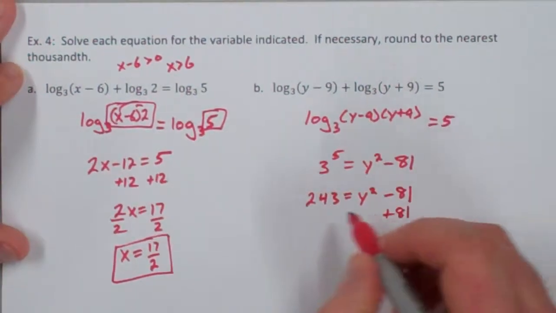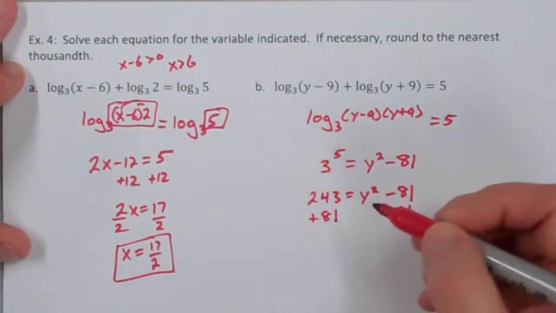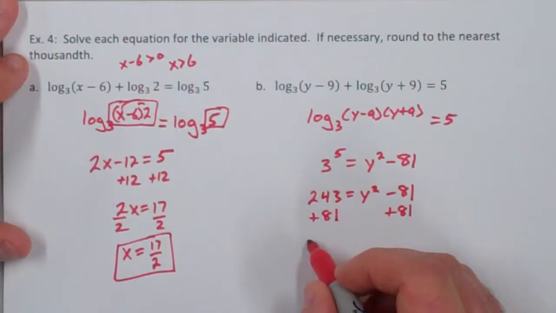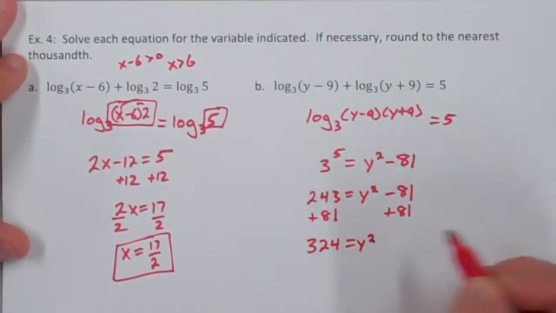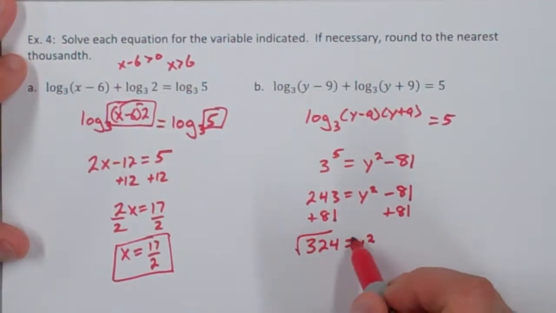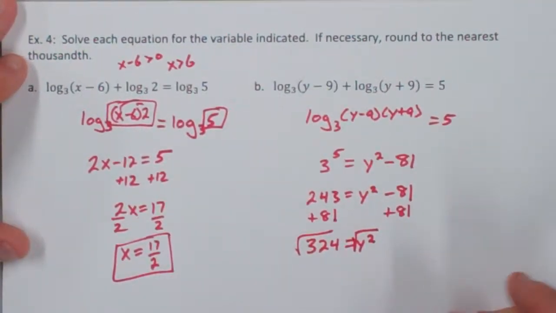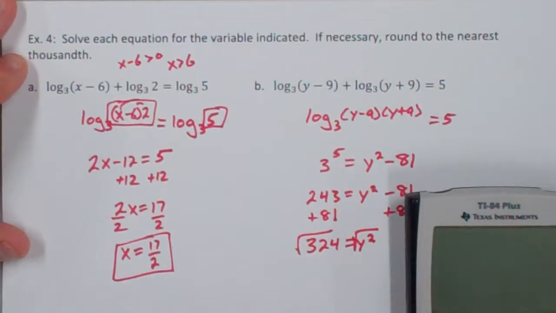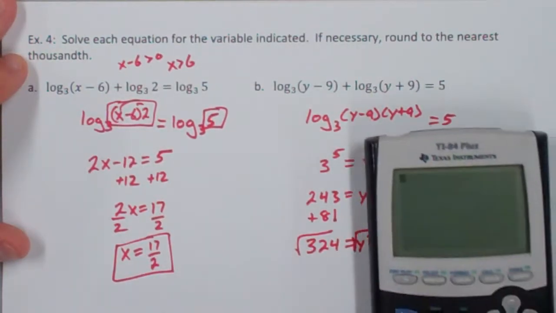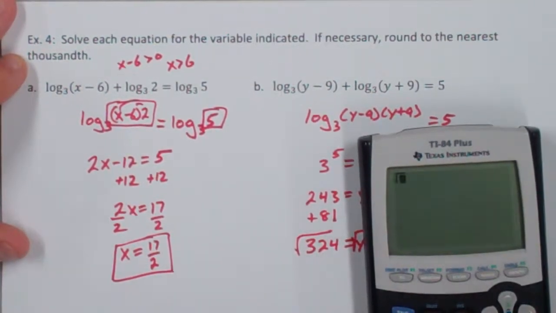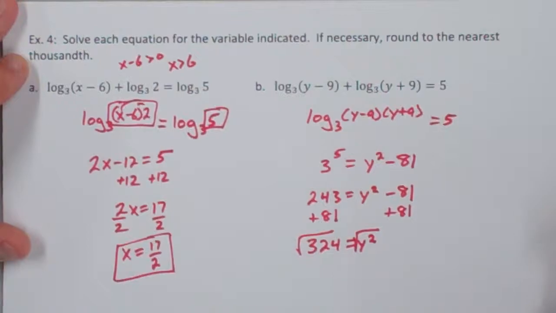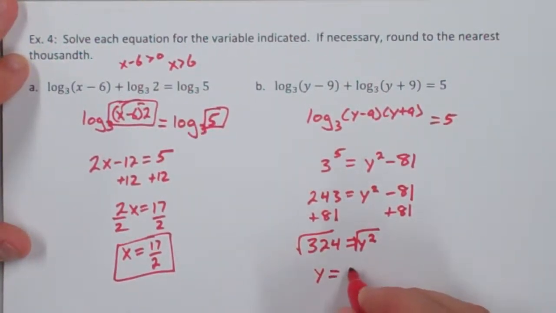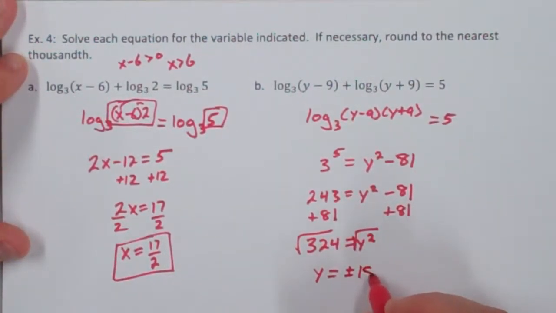We can add 81 to each side. So this is going to be 324 is equal to y squared. We can square root each side, or if you prefer, you can raise that to the 1/2 power. That's not one that I recognize, so I'll have to do this in the calculator. 324, oops, don't need a sign there, and that's 18. Could be both positive or negative 18.